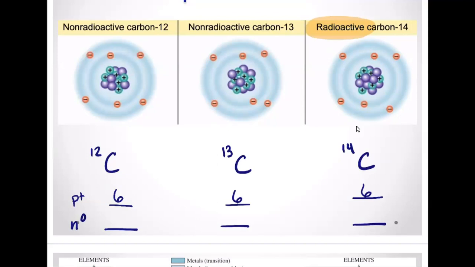So for carbon 12, remember this number here is the sum of your protons plus your neutrons. That's the mass number. So how many neutrons in carbon 12? Well, that's 6. They should add up to 12. For carbon 13, we can't change the protons. They have to be 6 because it's carbon. So we have 7 neutrons. And again, for carbon 14, since it's carbon, it must be 6 protons. So there are 8 neutrons.